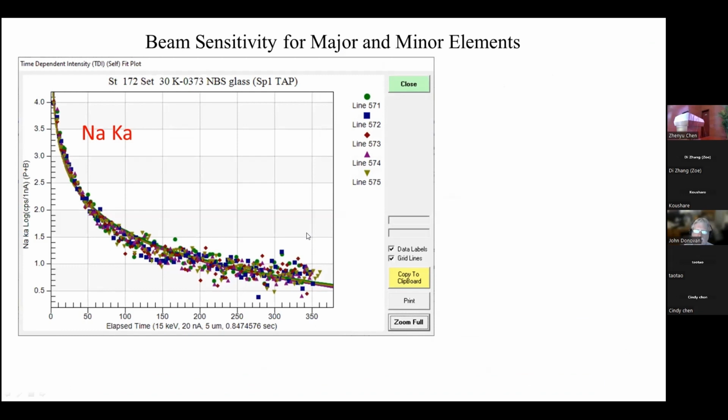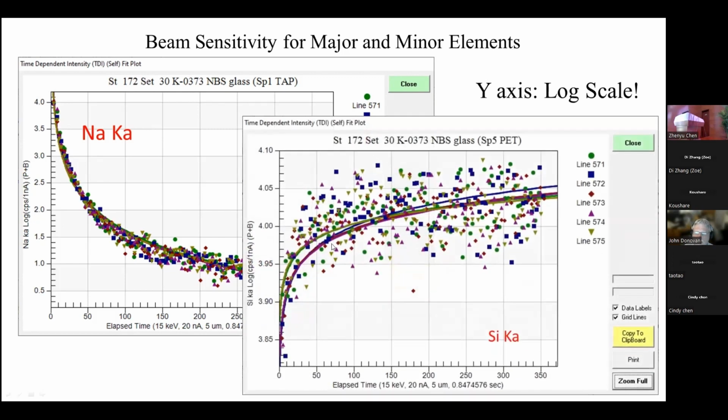John mentioned TDI or volatile corrections, beam sensitivity corrections. This is an extreme outlier case of an amazingly beam sensitive material. It's a sodium silicate glass made by NIST, originally to study, I think, storage of radioactive waste. And this is a log scale here, as you can see, and yet we don't have a straight line. We have an exponential curve on a log scale. So this is a double exponential correction. This is a very severe correction.